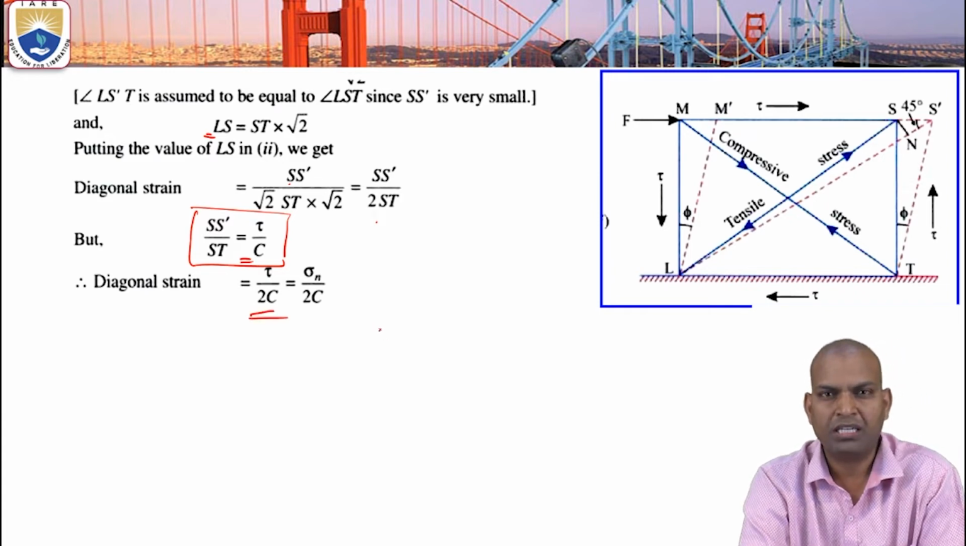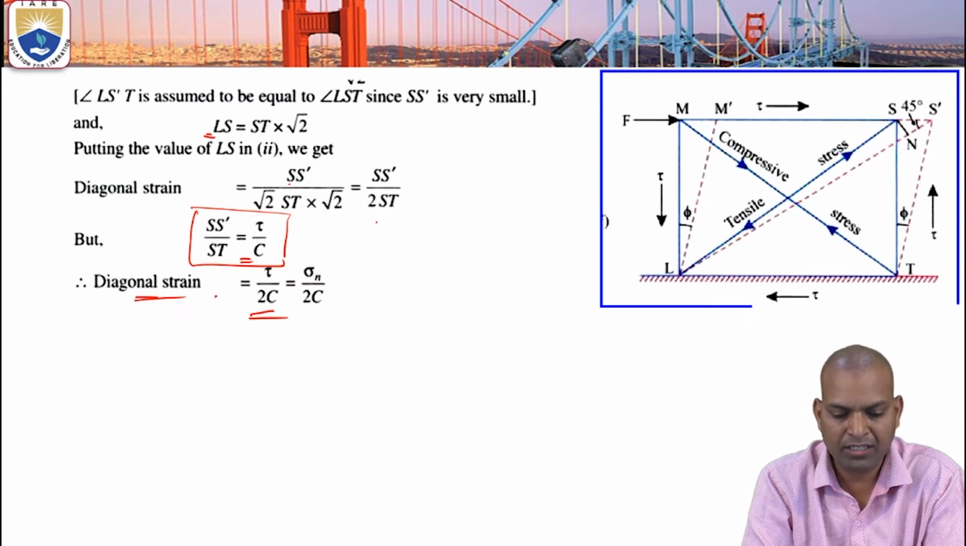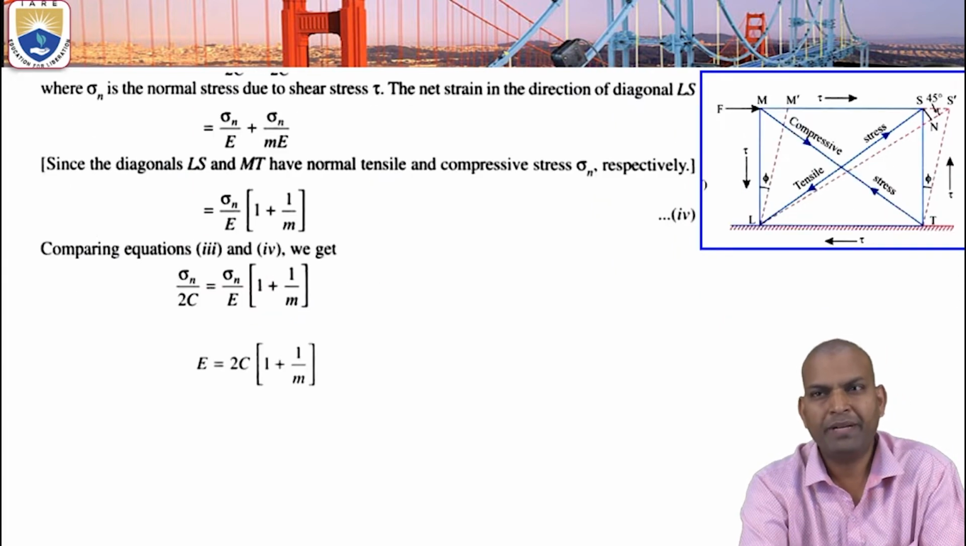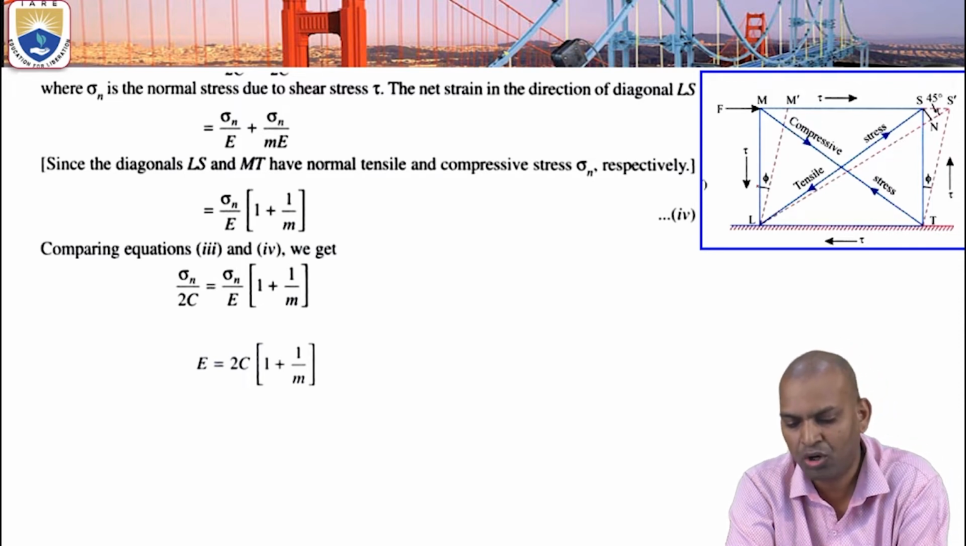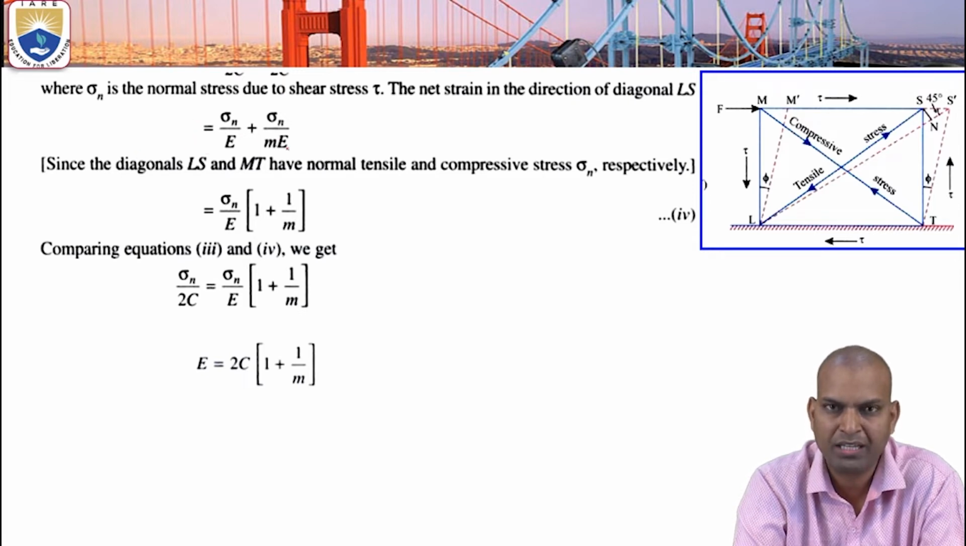The tau by 2C, where tau is the shear stress, is the diagonal strain. What is the diagonal strain equal to? The normal stress is compressive and the shear tensile stress is acting. That is nothing but normal stress, sigma n by 2C. Now, from the fundamentals, when complementary stresses are acting, the normal stress due to shear stress gives the net strain along LS equal to sigma n by E plus mu times sigma n by E.